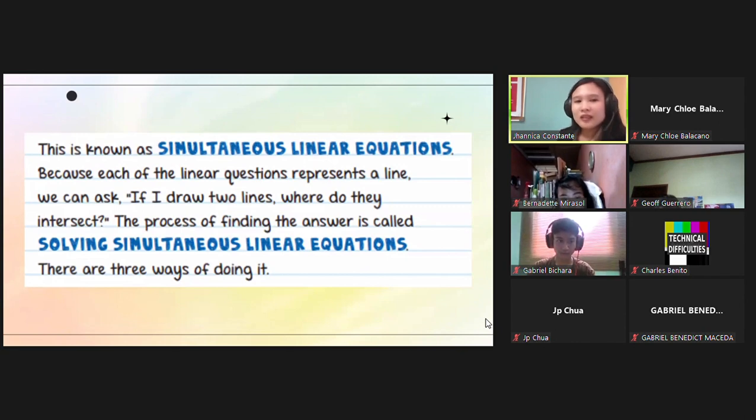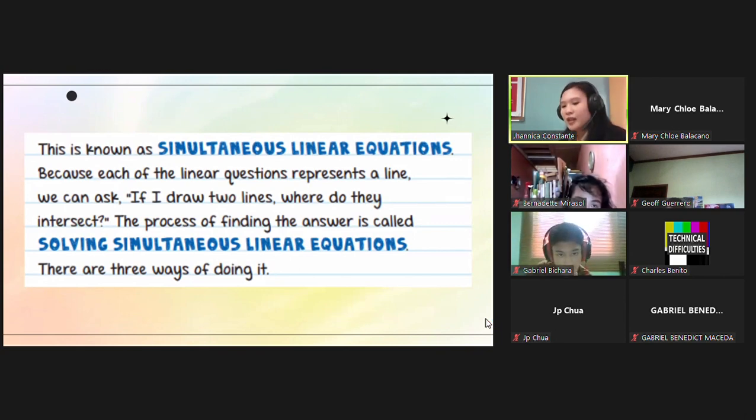So, simultaneous linear equation: the process in finding the answer to determine how many solutions we can have for a simultaneous linear equation is by graphing. We have three methods for us to be able to solve or to determine how many solutions that function has. We have graphing, the substitution, and the elimination. Those are the three ways of solving simultaneous equations to determine the number of its solutions.